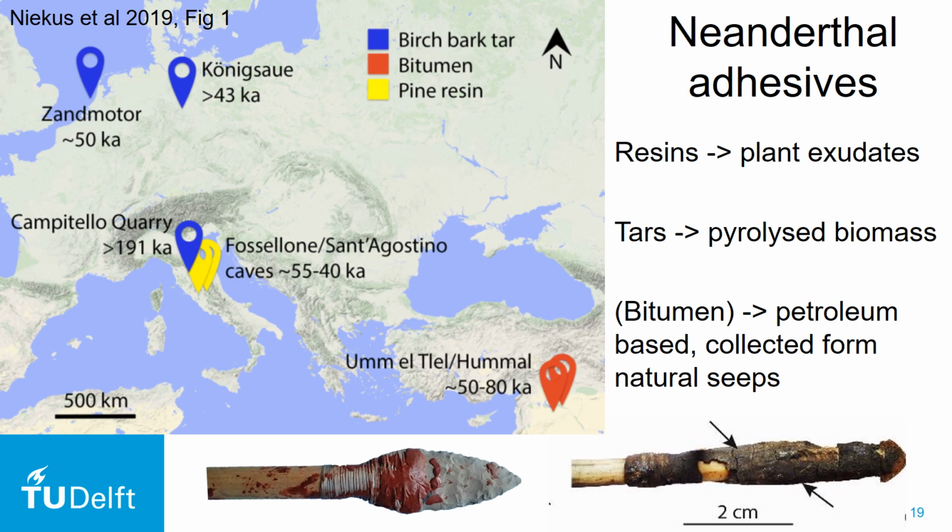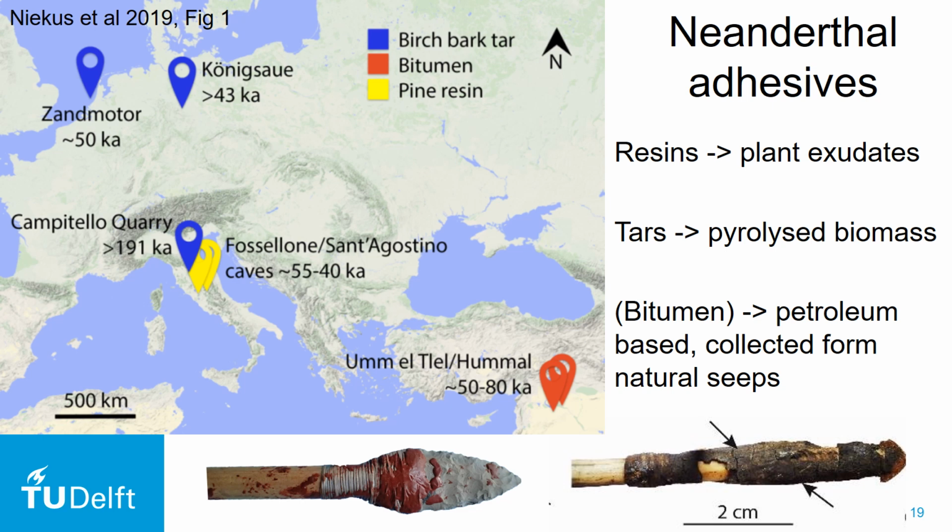And of course, glue, not always, but at times, is made from plants. Now, we know that Neanderthals made and used glues. Moreover, the oldest adhesive in the world was even made by a Neanderthal and not a modern human. It was found in Italy, at the site here in blue, Campitello Quarry. It dates back to over 190,000 years. It consists of birch bark tar. And Neanderthals used at least three types of adhesives: conifer resin, tar, and bitumen. Now, bitumen is, for obvious reasons, beyond the scope of this lecture.